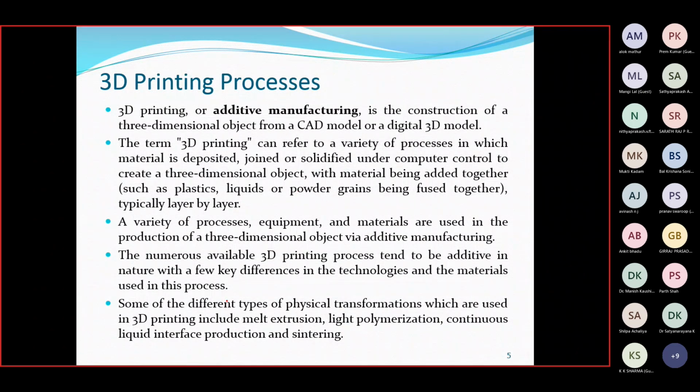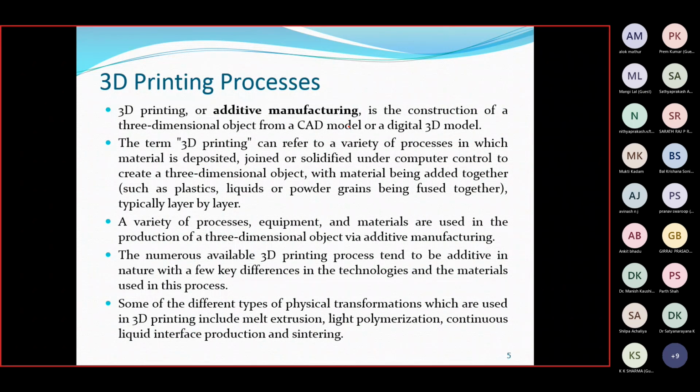And then came 3D printing processes. So 3D printing, or you can say additive manufacturing, is the construction of a three-dimensional object from a CAD model or a digital 3D model. When you are going to construct, not remove, we have to add layer by layer along with that CAD model, to convert the CAD model into a three-dimensional object. That is basically what comes under 3D printing.